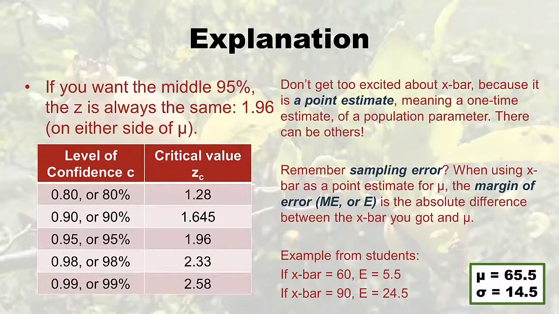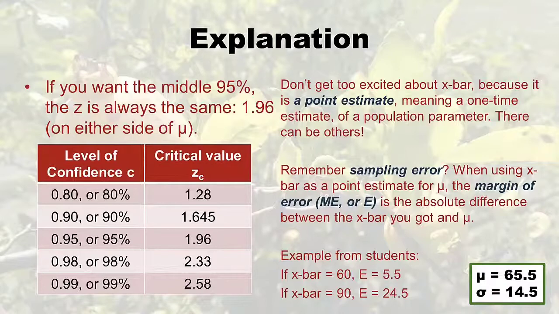So again, don't get too excited about X bar when you get it. Don't go, oh my gosh, it's high or low. Just remember, it's a point estimate, meaning a one-time estimate of a population parameter. There can be others. If you'd gotten a different sample, you'd have gotten a different X bar. So just don't get too excited about it, because remember sampling error, right? Your X bar is probably not going to be your mu. So when using X bar as a point estimate for mu, you have to deal with the concept of the margin of error. Some books abbreviate it ME, but the one we're using uses just a capital E. And that's the absolute difference, meaning it doesn't matter plus or minus, between the X bar you got and the mu.